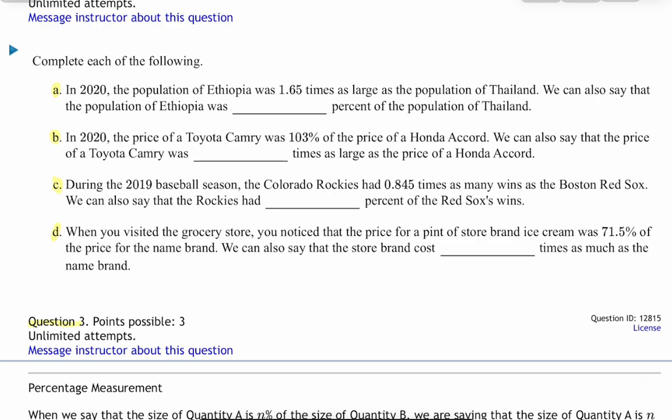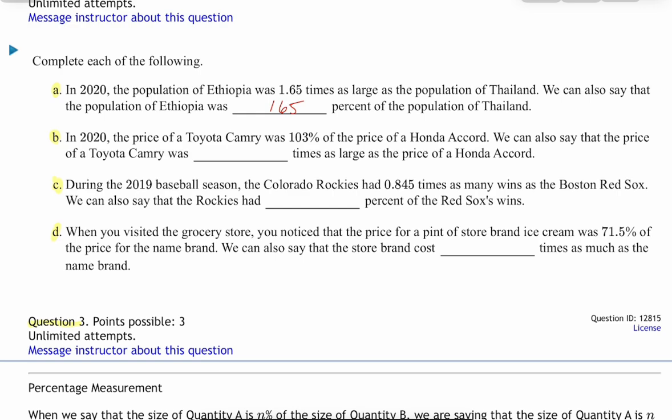In 2020, the population of Ethiopia was 1.65 times as large as the population of Thailand. What can you also say about the population of Ethiopia, it was what percent? Just make that a percent. Move it 2 places to the right. That would be 165%.